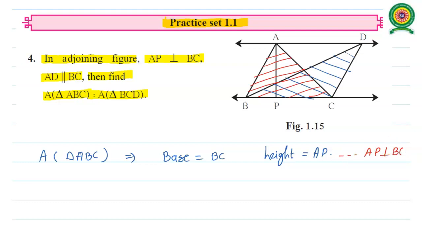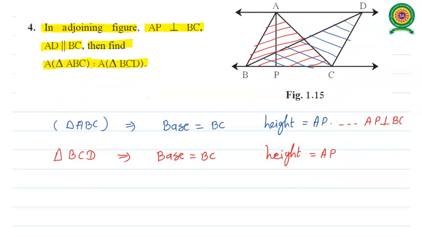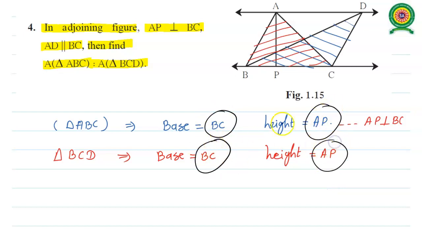Next, for the second triangle BCD, which is the base and which is the height? Once we consider AP as the perpendicular drawn on BC, since the lines are parallel, triangle BCD has height AP and base BC. So base is BC and height is AP. So look at their bases and heights. Bases and heights are exactly the same, BC and AP.